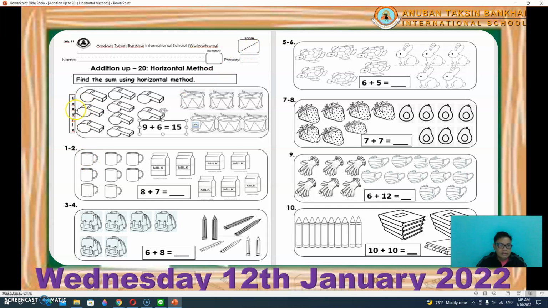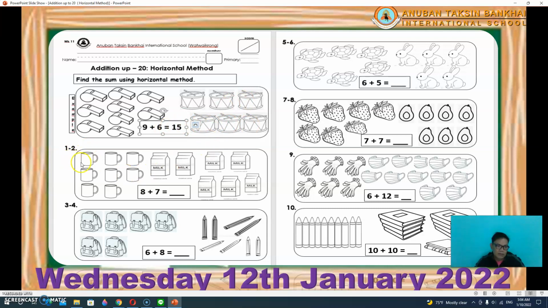So this is an example. What are these? Drums. How many drums? 1, 2, 3, up to 9. So 9 plus how many? 6. So 9 plus 6 equals how many? 1, 2, 3, up to 15. So 9 plus 6 equals 15.